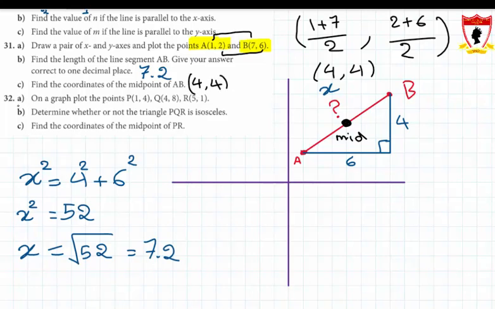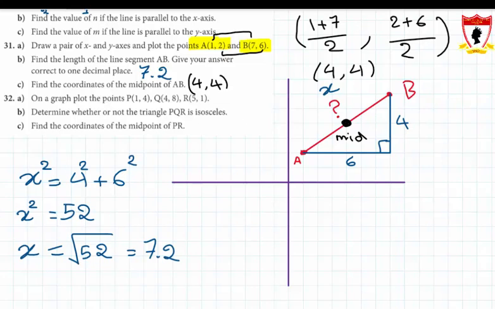Question 32. On a graph, plot the points P, Q, and R. Determine whether or not the triangle PQR is isosceles. Find the coordinates of the midpoint for PR.